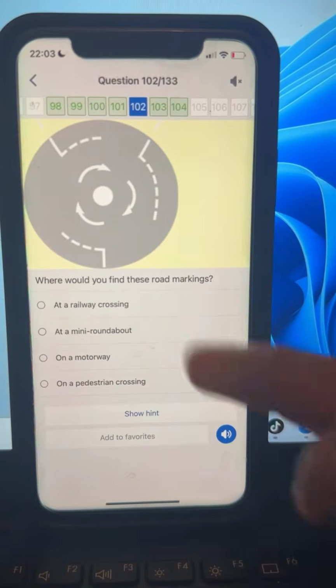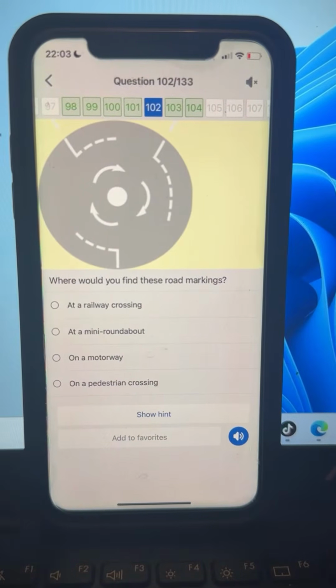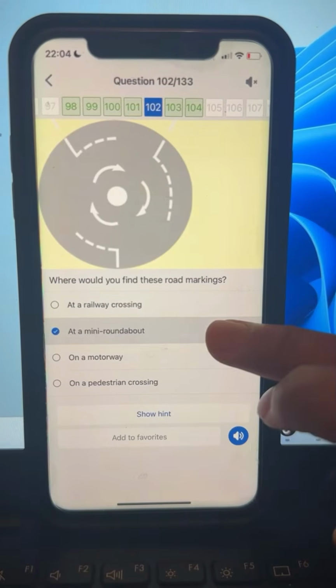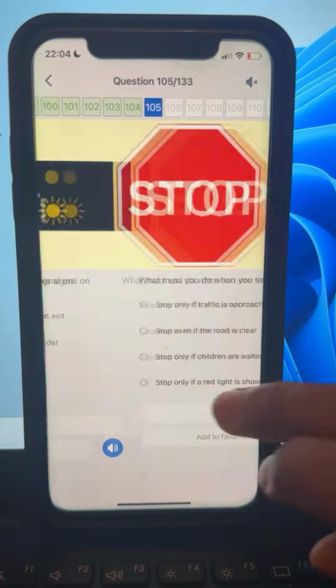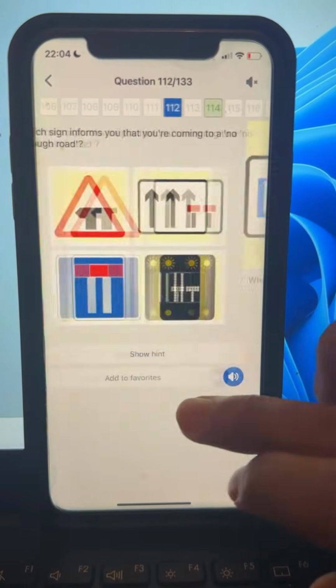Good. Now, where will you find these road markings? Where will you find these road markings? We've seen them on a mini roundabout, it's quite easy. That's a mini roundabout. Nearly there, guys, nearly there.